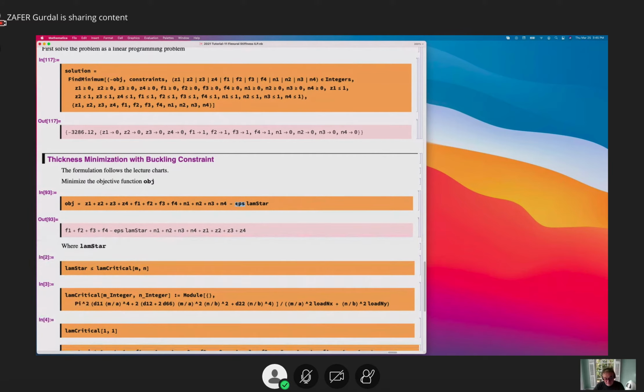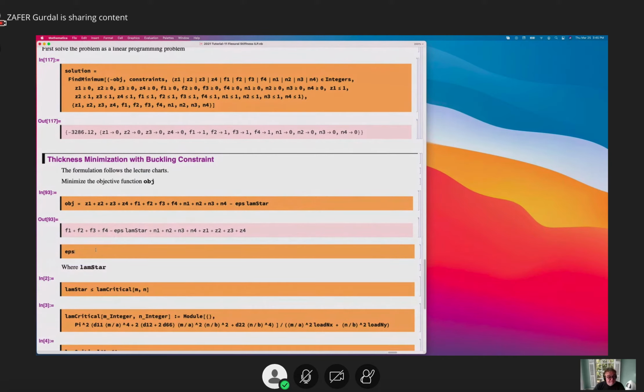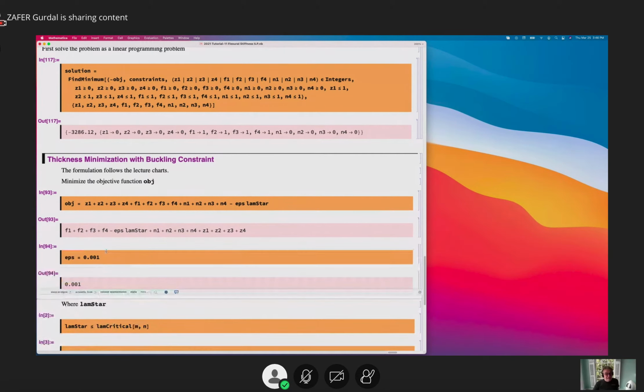I can immediately define epsilon to be .001. Some small number will be sufficient. There's a reason for this: if I don't put this in here, sometimes it will pick a lambda value that is actually not the lowest, but one higher, in favor of the thickness, just to make the objective function small. So, violating the condition, it will go to a thinner laminate that will actually buckle in terms of lambda star. So this is epsilon times lambda star.